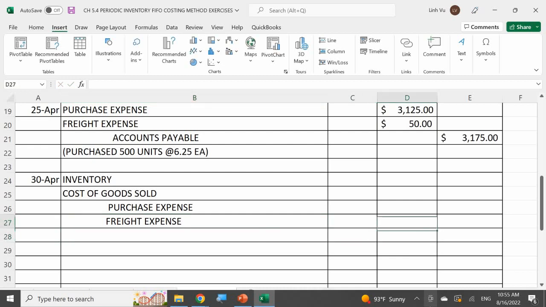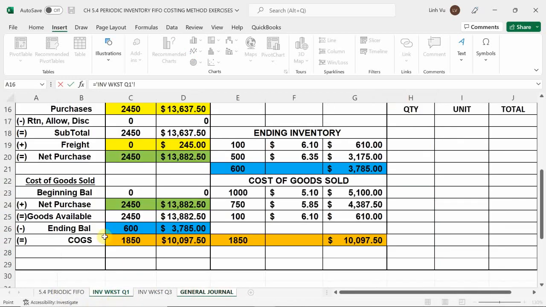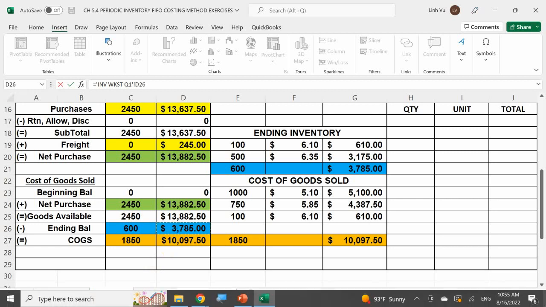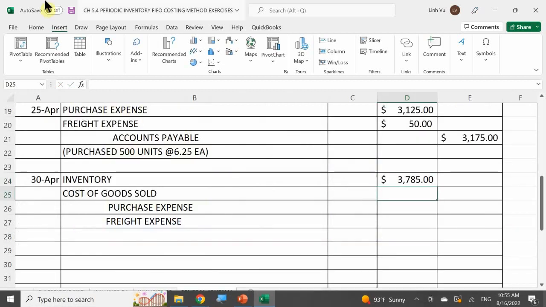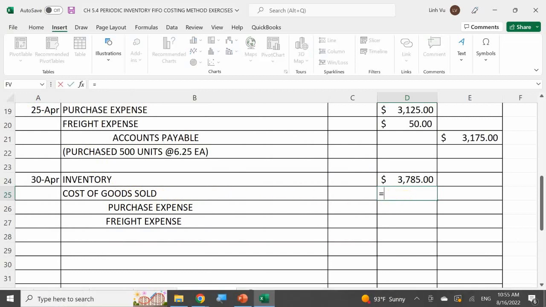I have my accounts there. So first things first, we need to recognize what my ending inventory balance was. In this case, what was the inventory balance? I had 600 units left available. How much was the total cost of that? $3,785. Excellent. Now, we need to know what the total value of my cost of goods sold was. So in this case, what did I calculate my total cost of goods sold to be?